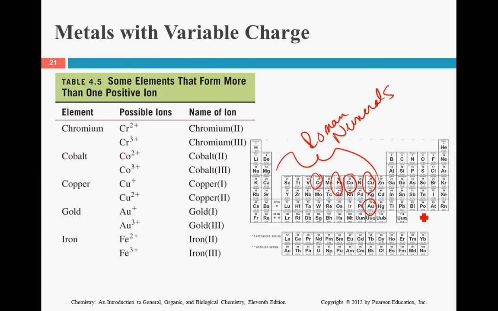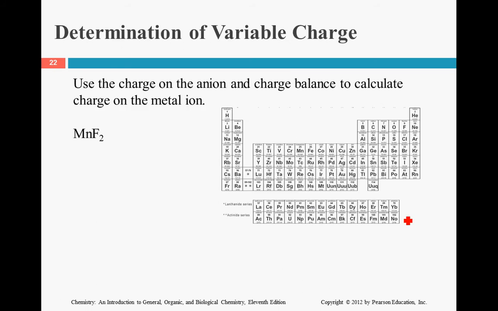Also, these need Roman numerals here too. So let's take a look at this one. Manganese is right here. It's in the middle area. Because of that, we're going to need Roman numerals. But when we're given the compound like this, we have no idea what the Roman numeral is.